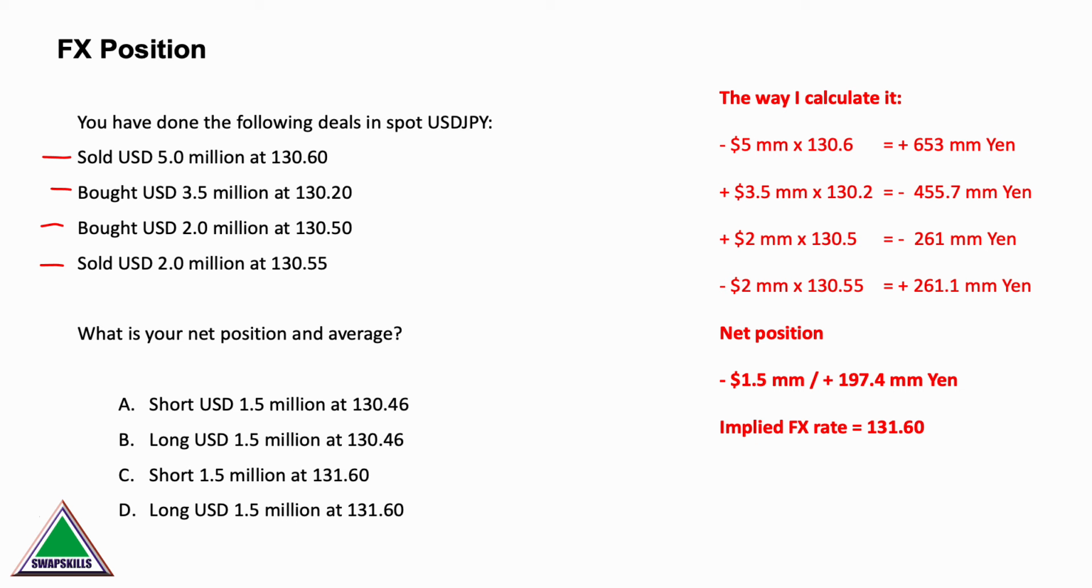Now the way I do it is on the right. So these would be my workings. And I've written down the 4 trades. So on the first trade, I've sold $5 million, so minus $5 million at 130.6. So I've got $5 million going out of my account, and I've got 653 million in return coming in.